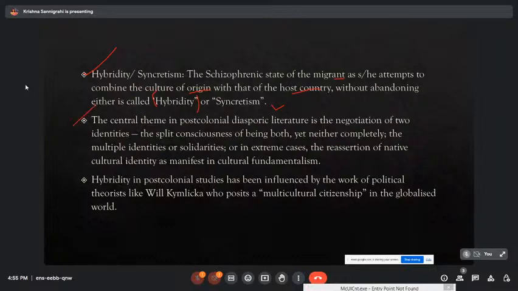The central theme in post-colonial diasporic literature is the negotiation of two identities, the split consciousness of being both, yet neither completely. The multiple identities or solidarities, or in extreme cases, the reassertion of native cultural identity as manifest in cultural fundamentalism. So hybridity in post-colonial studies has been influenced by the work of political theorists like Will Kymlicka, who posits a multicultural citizenship in the globalized world.